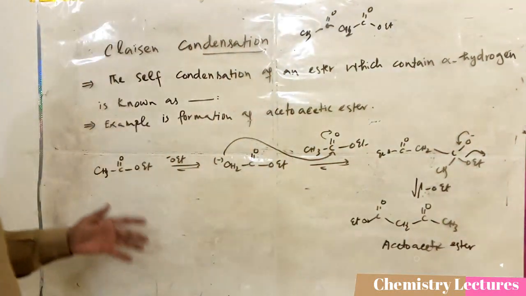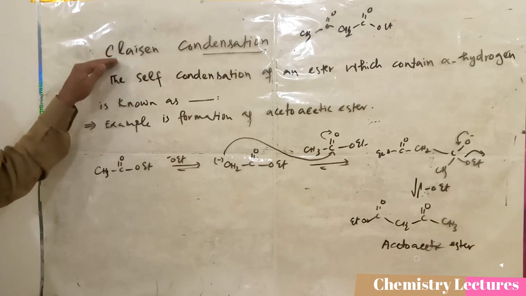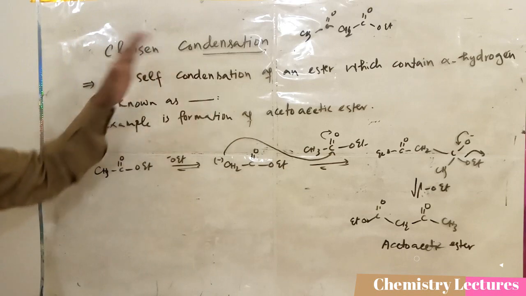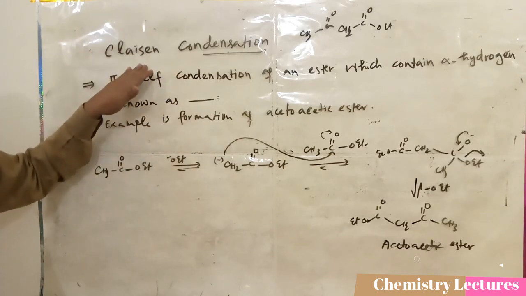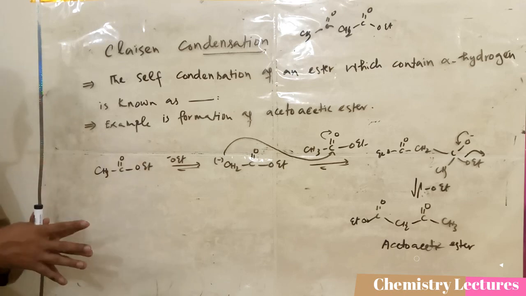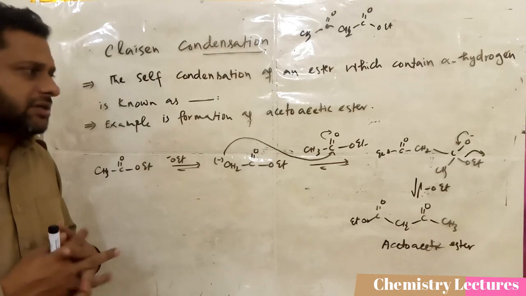A very simple reaction, but it must not be confused with the other reaction called the Claisen reaction. In the Claisen reaction, the ester reacts with benzaldehyde, but in this Claisen condensation, ethyl acetate reacts with itself to give you acetoacetic ester. So this is the end of the base catalyzed condensation reactions.